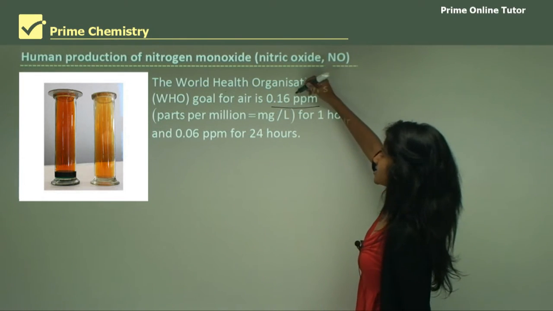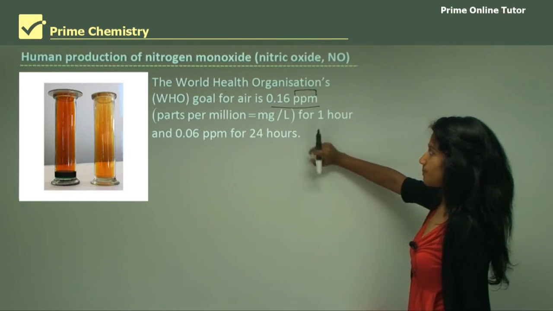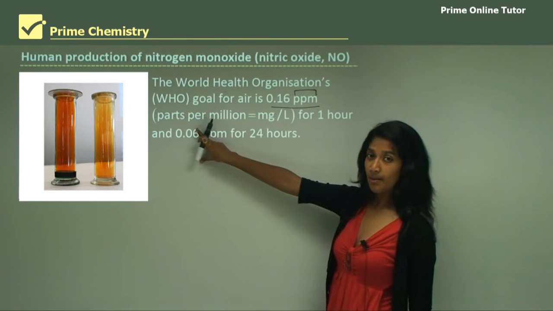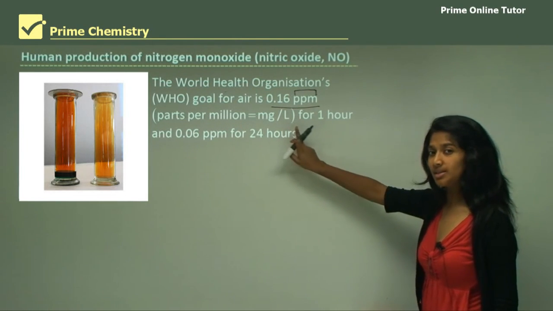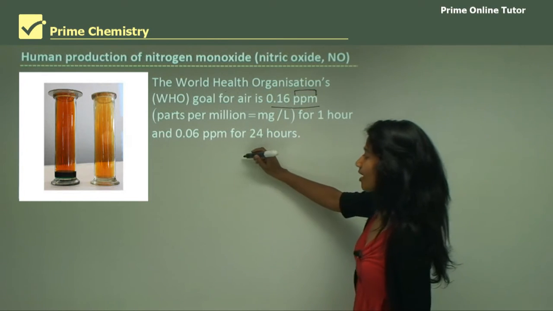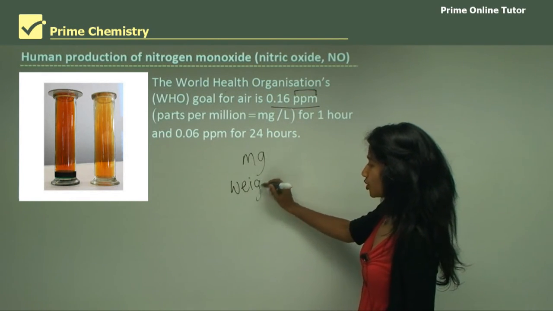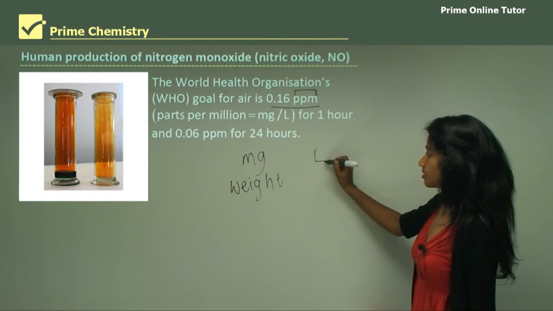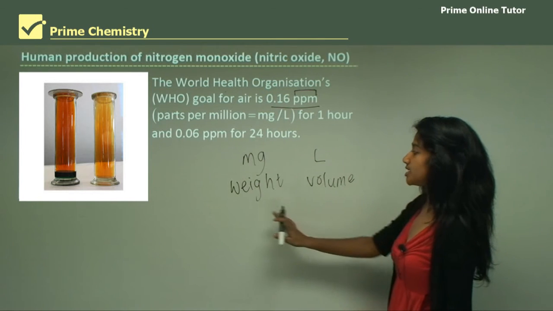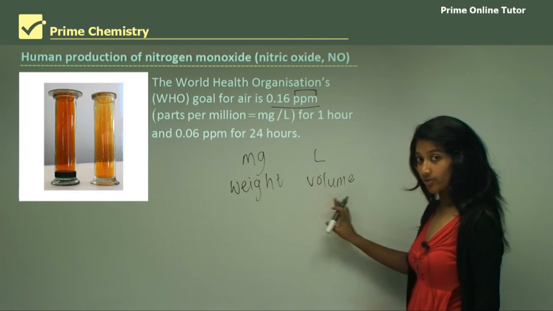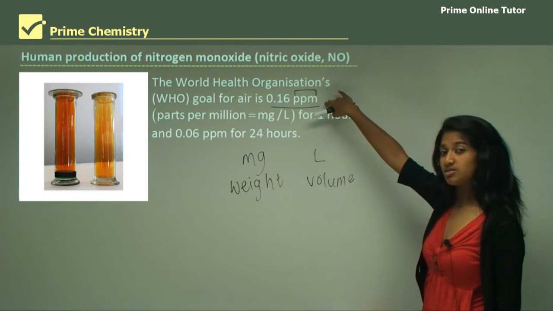Now let's look at this ppm unit that we just came across. ppm stands for parts per million. This equals to milligrams per liter. Now note, milligrams is a weight, while liter is a volume. So that means that you are going to give your answer in a weight and a volume. And you can also give it as ppm, which is parts per million.